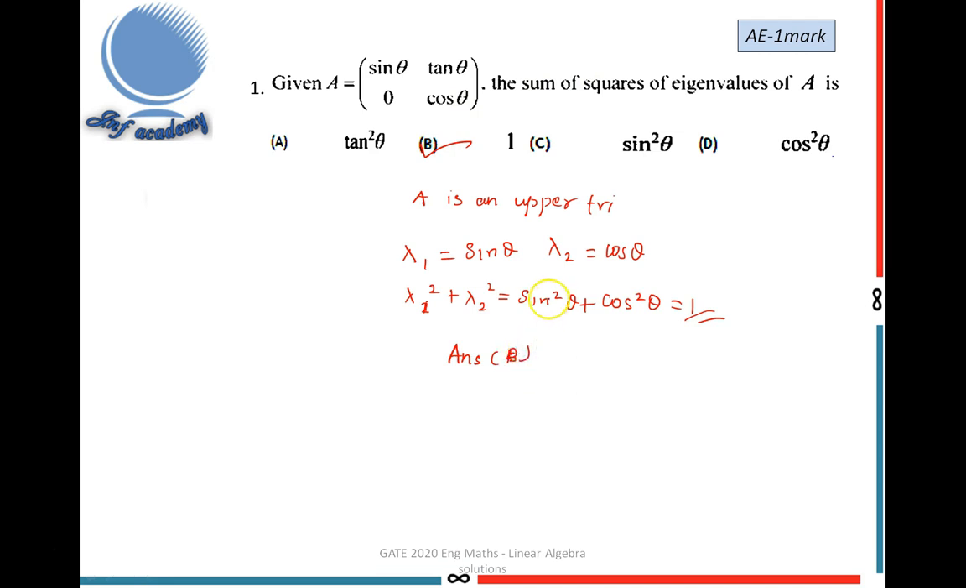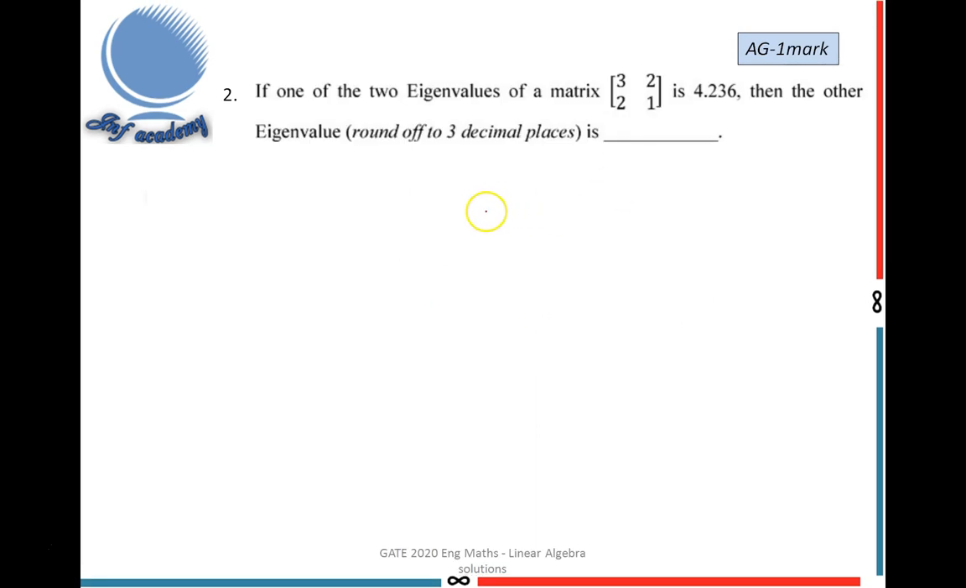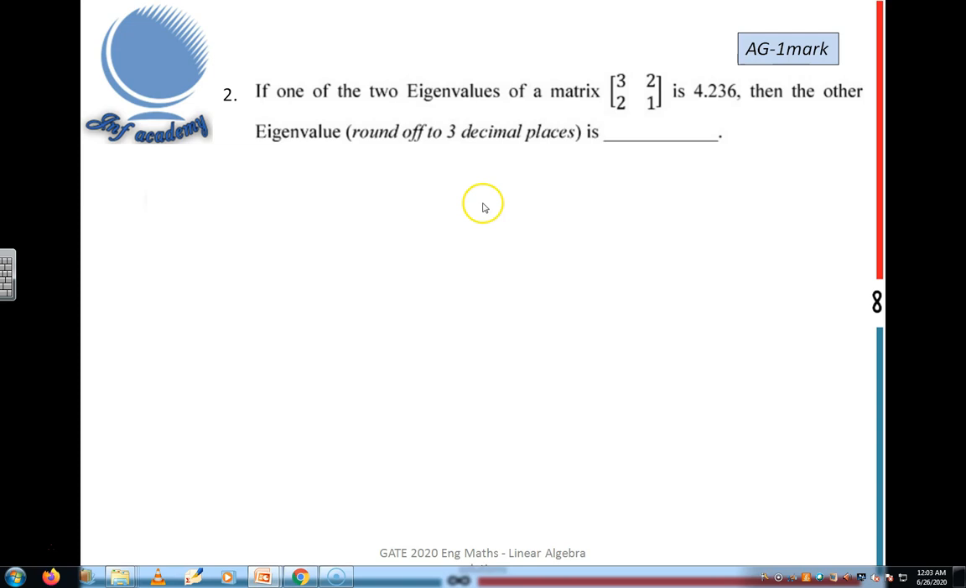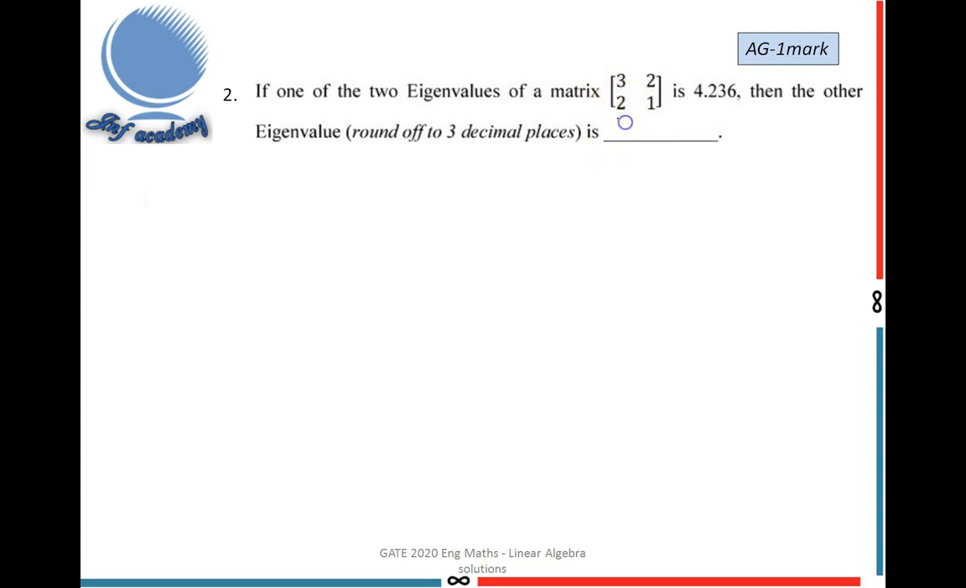Now let's move on to the problem. Second question is: if one of the two eigenvalues of a matrix is 4.236, the matrix is 3, 2, 2, 1, then the other eigenvalue is what? It's from the AG department. It has 1 mark. Here one of the eigenvalues is given. So lambda 1 equal to 4.236. You have to find another eigenvalue named lambda 2.